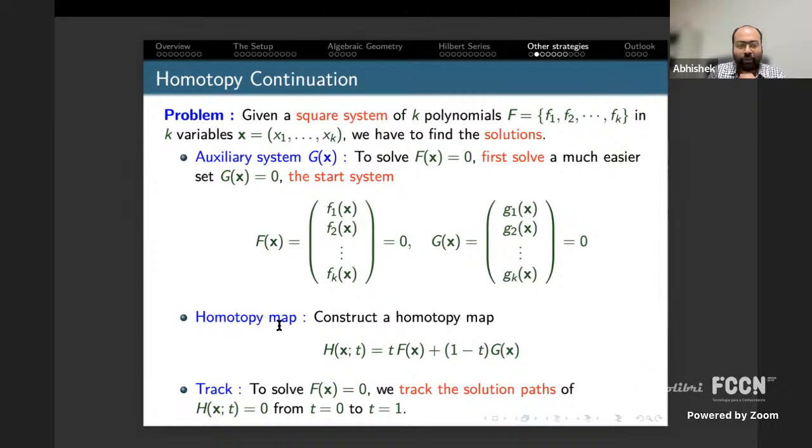Then you can have a homotopy continuation map for some parameter t, like t times f(x) plus (1 minus t) times g(x). You can see that for t equal to 0, the g(x) is switched on. For t equal to 1, the f(x) is switched on. In between, this is a mixture. So if I know the solutions for g of x equal to 0, I can start with that and then slowly vary t from 0 to 1 to drag the solutions of g of x equal to 0 to solutions of f of x equal to 0.